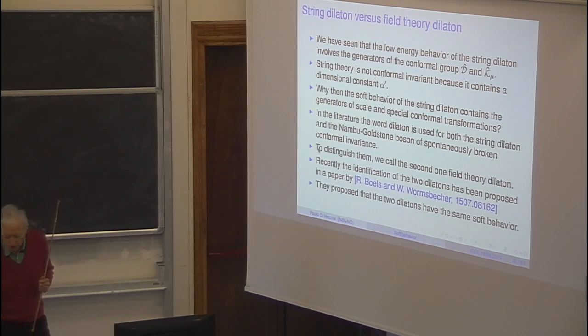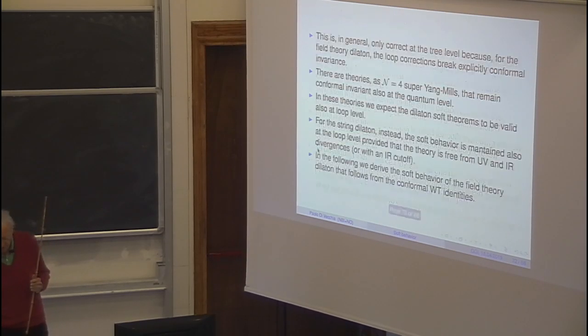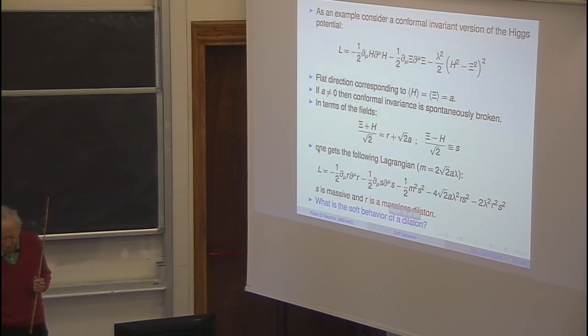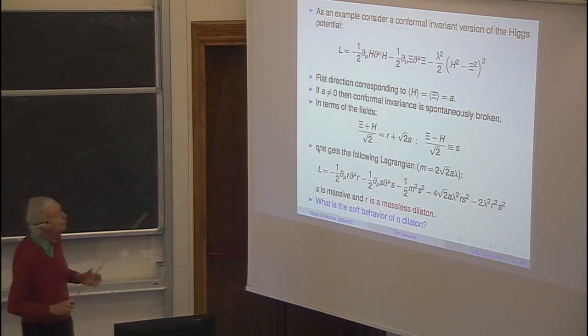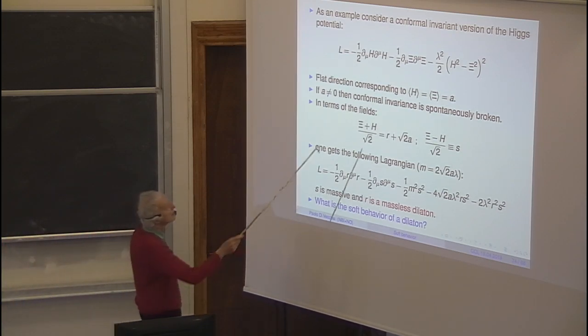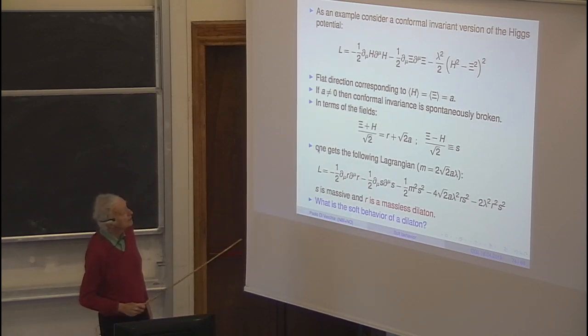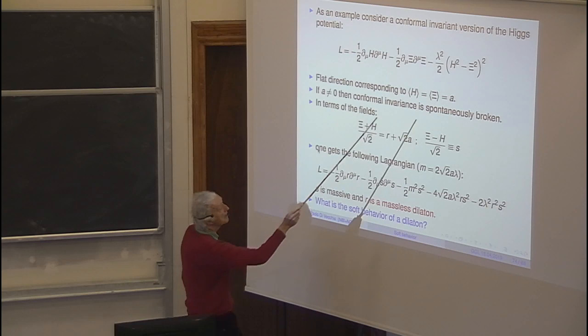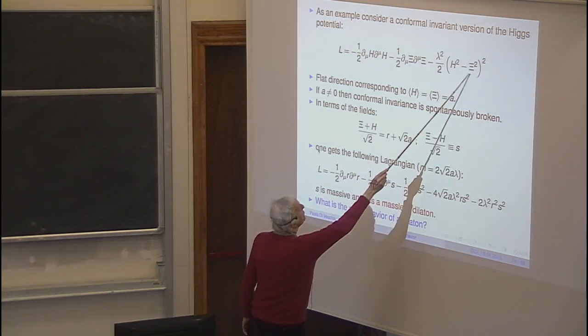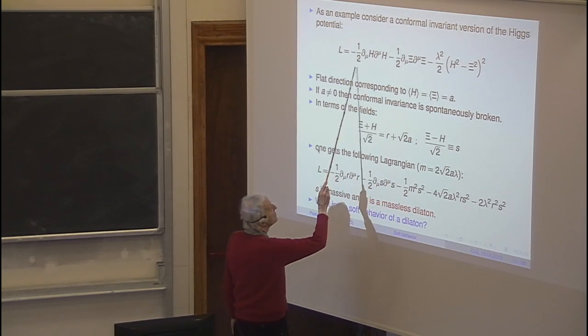Now, I am not going to go to the field theory dilaton. Let me just give an example. Suppose that you consider a conformal invariant version of the Higgs potential. So you have two fields. Instead of in the Higgs potential, you have a constant here, so you don't need that extra field.